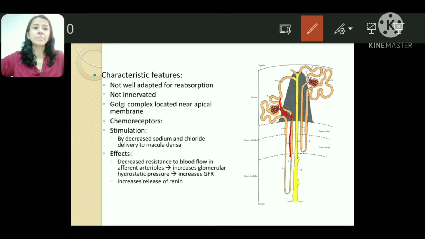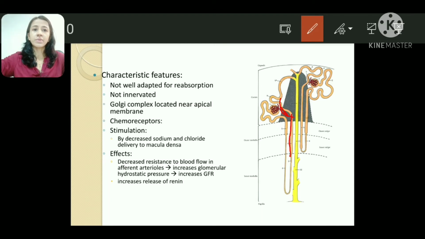Now, this Golgi apparatus is present near the apical membrane, and it is important for the secretory function. And these cells are chemoreceptors, meaning they sense change in the chemical composition of the fluid flowing through the tubule. And which chemicals affect the cells? They are sodium and chloride delivery. So when sodium chloride delivery to the macula densa cells decreases, that results in stimulation of macula densa cells. Now, which are the effects when sodium chloride delivery to the macula densa cells decreases?